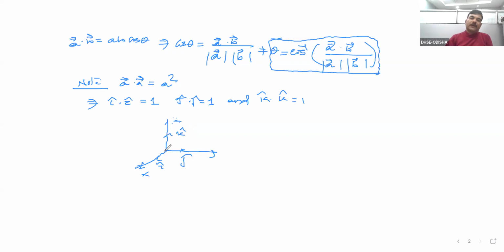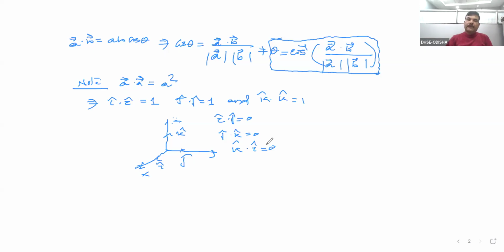Okay. So the angle between vector I and vector j is 90 degrees. The angle between vector j and vector k is 90 degrees. The angle between vector k and vector I is 90 degrees. So we can write I dot j is equal to 0, j dot k is equal to 0, and k dot I is equal to 0. Right?